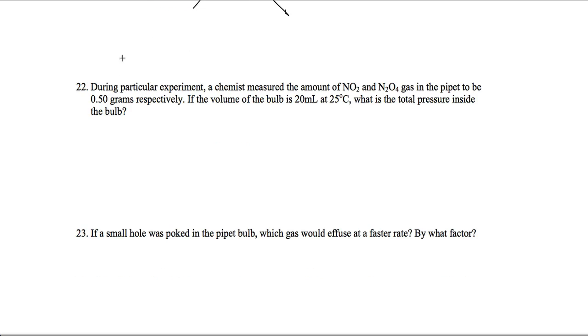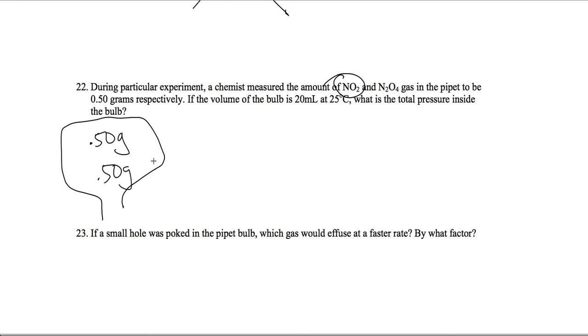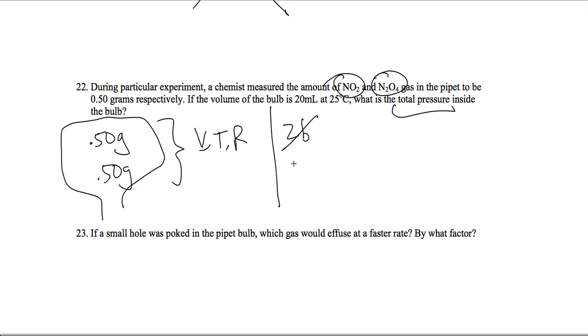22, we have a mixed gas problem. So you have that little bulb right now, and inside this bulb you have 0.50 grams of NO2, and you have 0.50 grams of N2O4. And I'm asking for the total pressure. We know that the volume and the temperature and R inside this bulb are going to be the same. They're asking for total pressure, which we don't have, so we can't use equation 2b. We're going to have to use equation 2a.